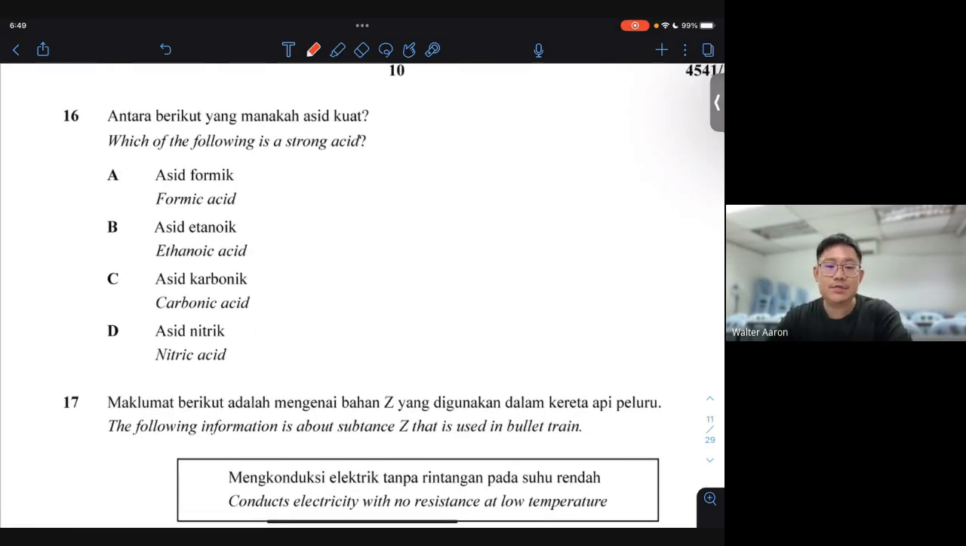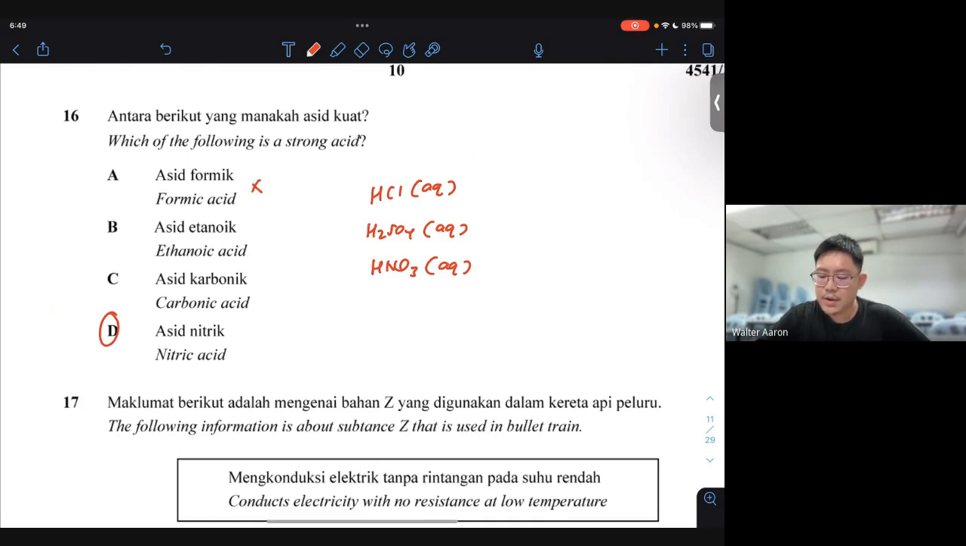For 16, which of the following is a strong acid? So strong acids, if you recognize them, right, it's actually nitric acid, okay, HNO3. In fact, there's only a few strong acids in your syllabus that you know of. Of course, the first one will be HCl, aqueous. And then you have your sulfuric acid, which is also aqueous. And then you got your nitric acid. These are the three main types of strong acid that you have in your syllabus. Formic acid, ethanoic acid, and also carbonic acid, they are all classified as weak acids. So the answer here will be D.